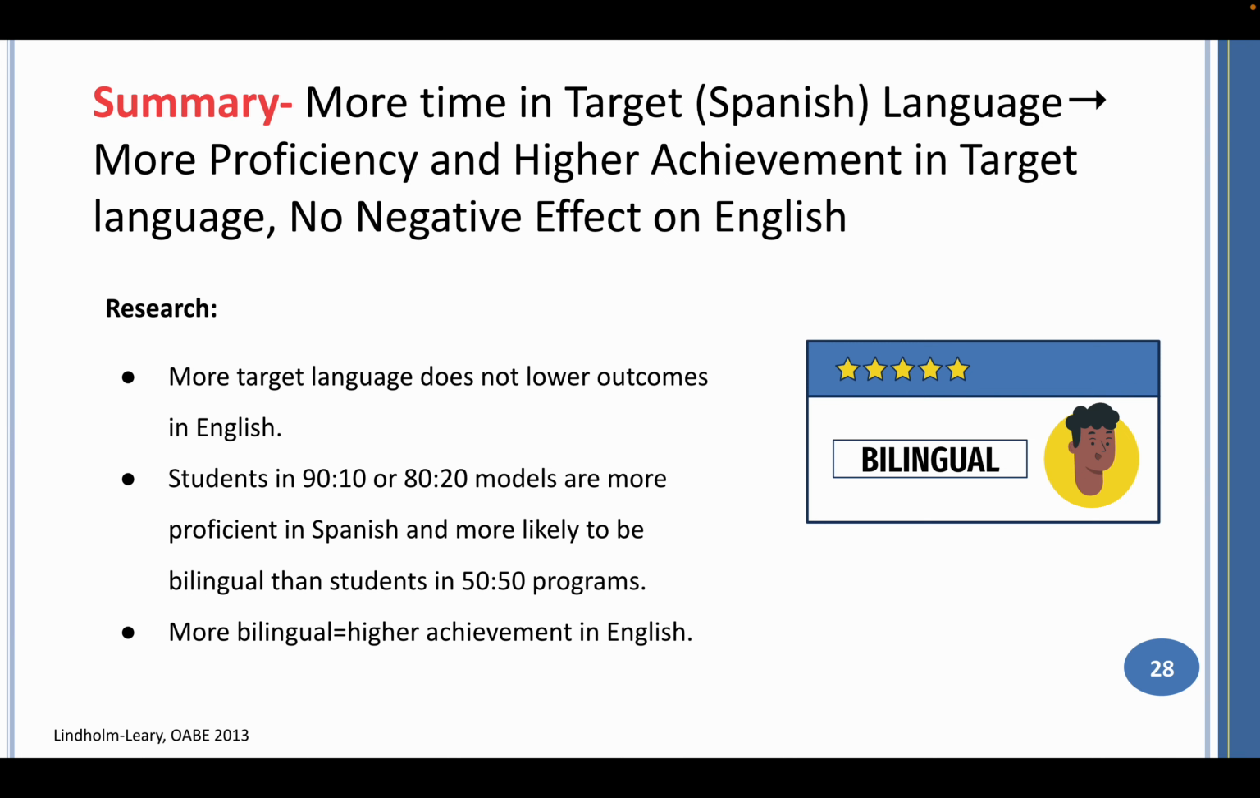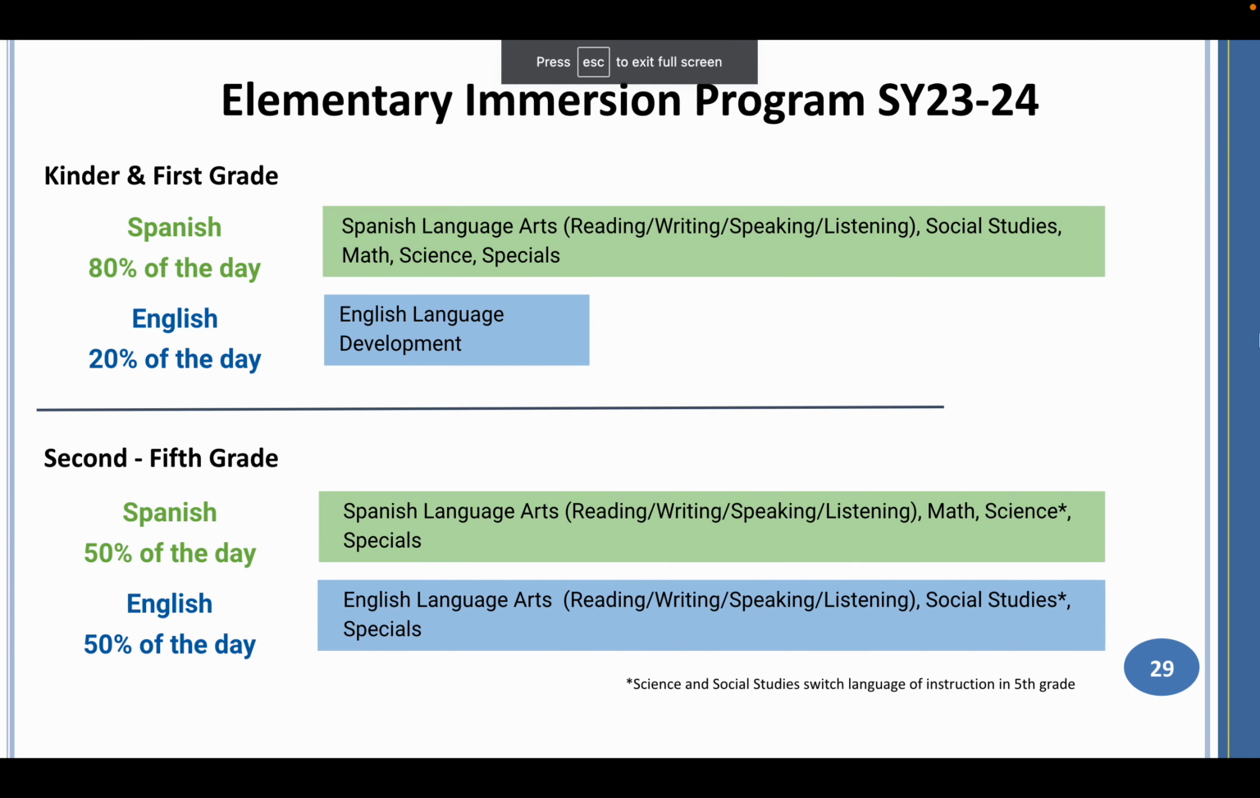So to summarize, the more time our students spend in the target language, Spanish, the more proficiency and higher achievement they will have in Spanish without a negative effect on English. And students in 90-10 or 80-20 models are often more proficient in Spanish when compared to students that have been in 50-50 programs. So let's remember, the more bilingual our students are, the higher achievement they will have in both Spanish and in English.